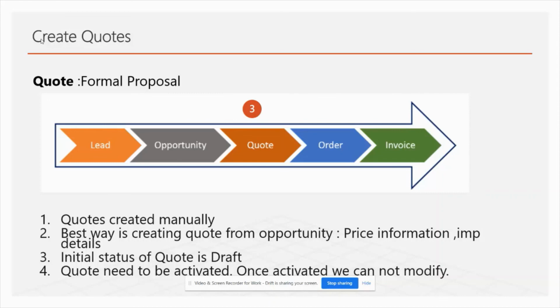Why? Because when we create the quote from the opportunity, all the price information and important details are automatically added into the quote. And when the quote is created, initially the quote status is draft, and after creation of the quote, we need to activate the quote. And once the quote is activated, we cannot modify it. Means if we need to change some product or some quantity, we cannot change the activated quote. We don't need to create a new quote, but we need to revise the quote. So automatically a new version of the quote is created.